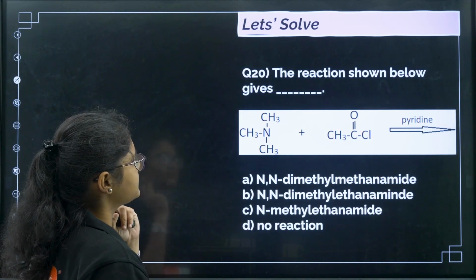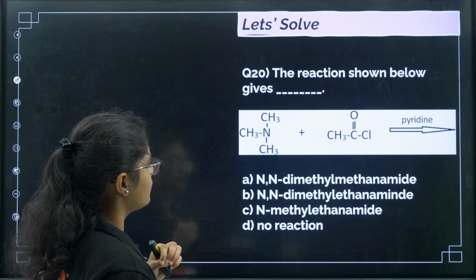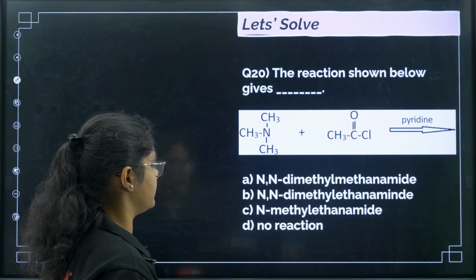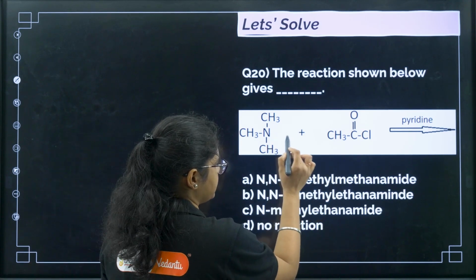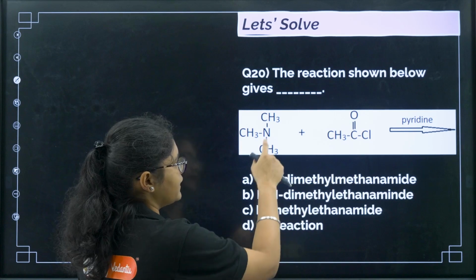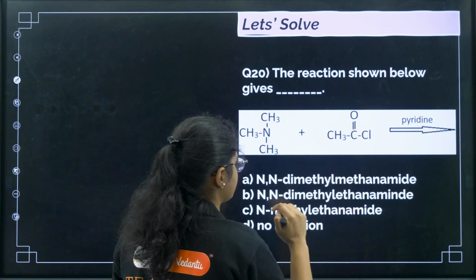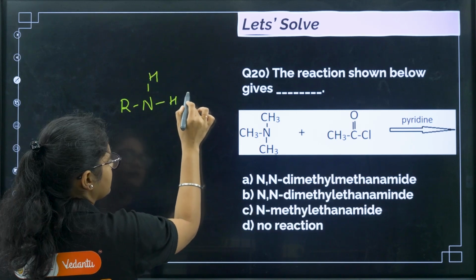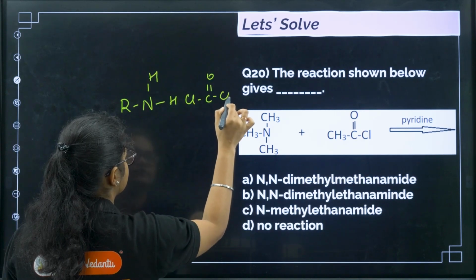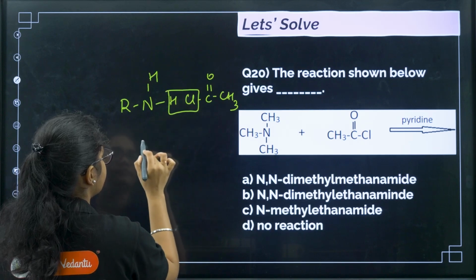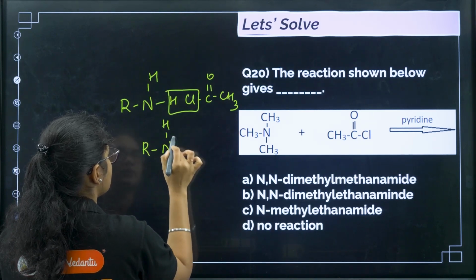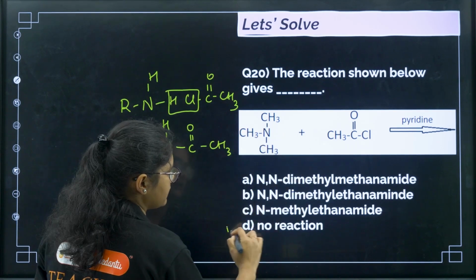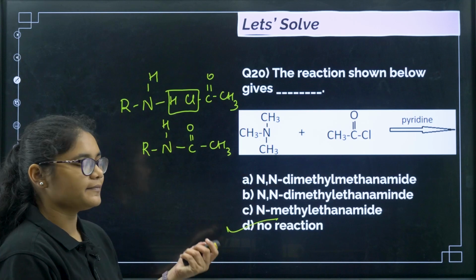Next question, the reaction shown below gives you. So you have tertiary amine and then you have CH3COCl, right? So if there would have been any H here, then the HCl will be removed, the H of the amine will be replaced with the COCl group. Like for example, if you have RNH2 and then you are treating with ClCOCH3, in that case HCl will be removed and we will get RNHCOCH3, right? But here you see there is no H, so this reaction will not happen. So correct answer is option number D, that is no reaction.